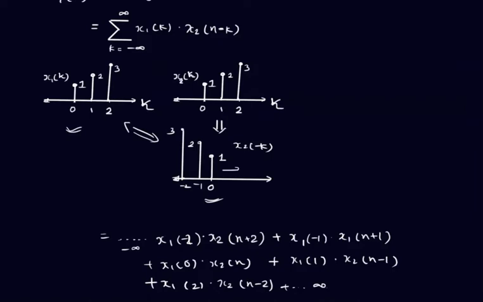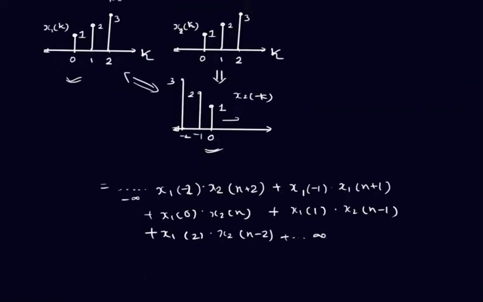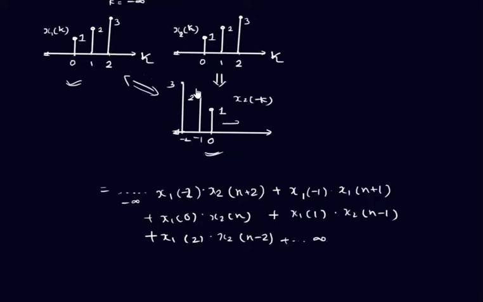So this is the actual sequence of our graph, and we have two particular sequences. We have this x2 of minus k. If we add this value of n to this graph, it will be shifted to the right side. For example, if we put 1 here, then it will be shifted by the value of 1, meaning 0 will be at the location of 1, minus 1 will be at the location of 0, and minus 2 will be at the location of minus 1.